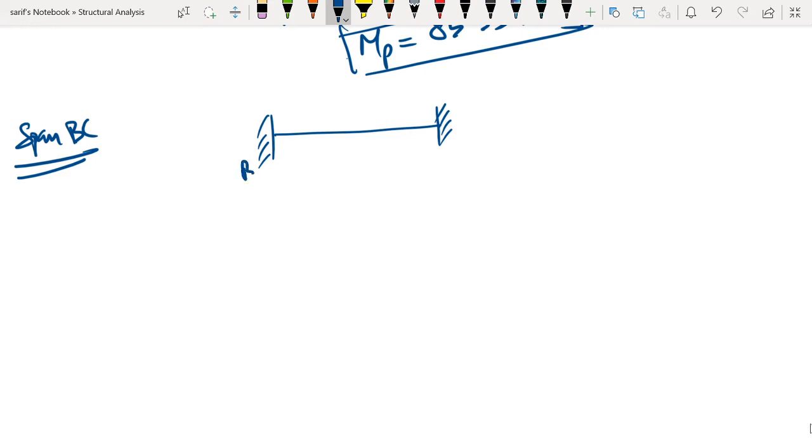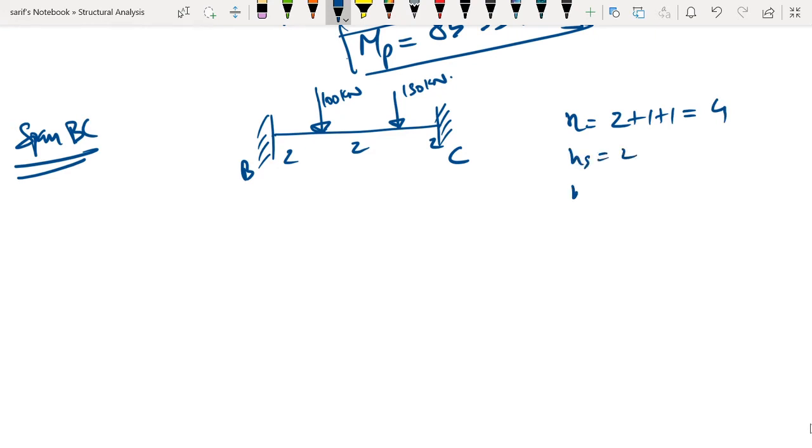So if we consider BC, we have two loads here. One is a 100 kilonewton load, and another is a 150 kilonewton load. Again, the number of possible plastic hinges: at both the supports there can be plastic hinges, and under each concentrated load there can be a plastic hinge, therefore it is 4.